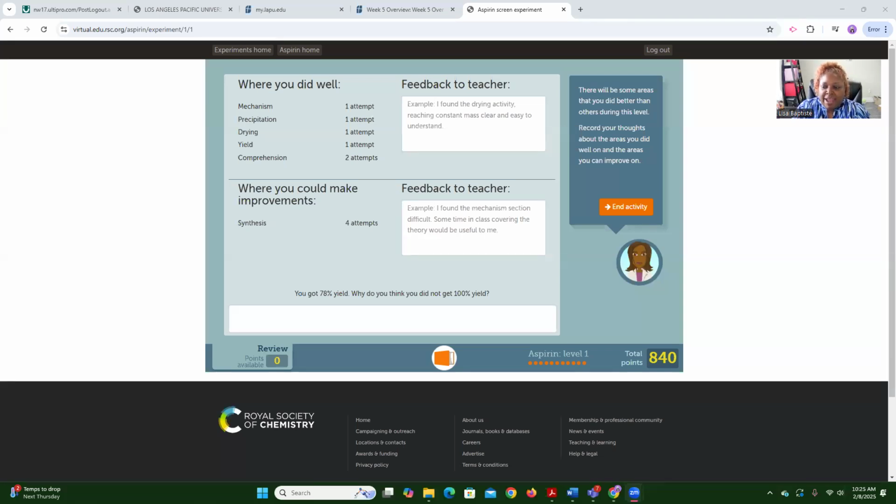All right, so we are at the end of the experiment, and this gives you a summary of what you did, where you did well. And if you want to give feedback to me, where could improvements be made? And then this was the percent yield that I received. Why do you think you did not get 100%? You can put your answers here, and then you will be ending your activity.